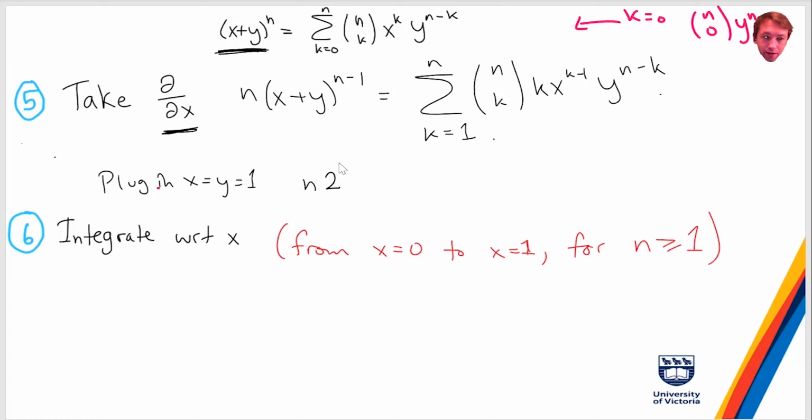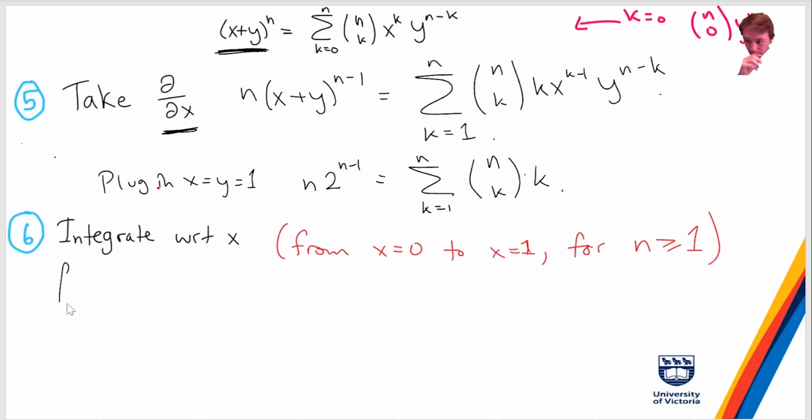Now let's say I plug in x equals y equals 1, for example. And then we get another one of these identities we proved last time. I get n times 2 to the n minus 1 equals the sum from k equals 1 to n of n choose k times k. There's a nice combinatorial proof of this, right? It's like choose a committee that's non-empty and then choose a chairperson. But here's another proof using the binomial theorem by taking a derivative. Any questions about that?